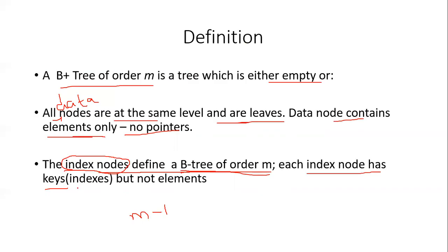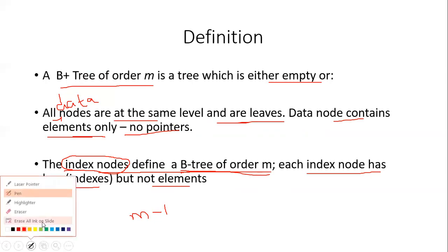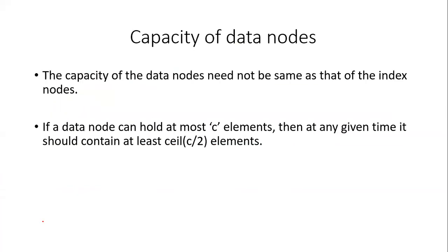But these keys are not elements, they are just indexes. In a B plus tree, the actual element will be available only in the leaf node, which is called the data node. So this is how we define a B plus tree. Here, one more catch is there.